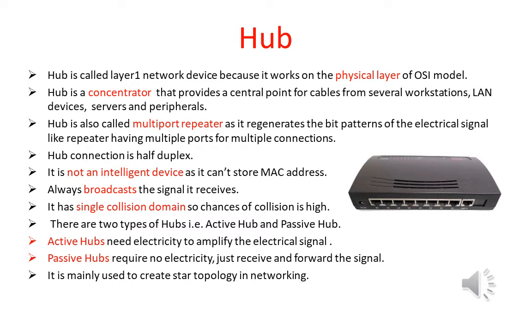There are two types of hubs, that is active hub and passive hub. Active hubs need electricity to amplify the electrical signal. Passive hubs require no electricity, they just receive and forward the signal. It is mainly used to create star topology in networking.